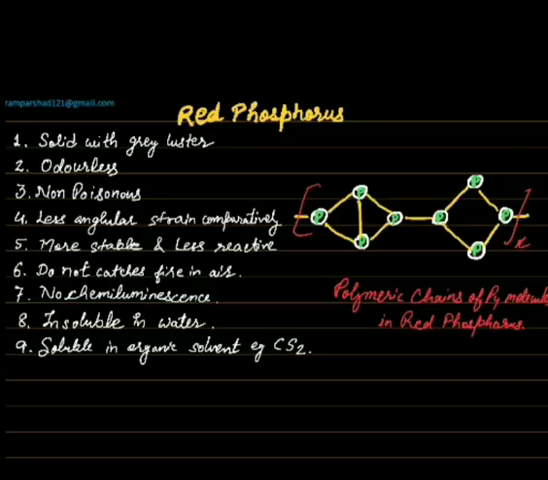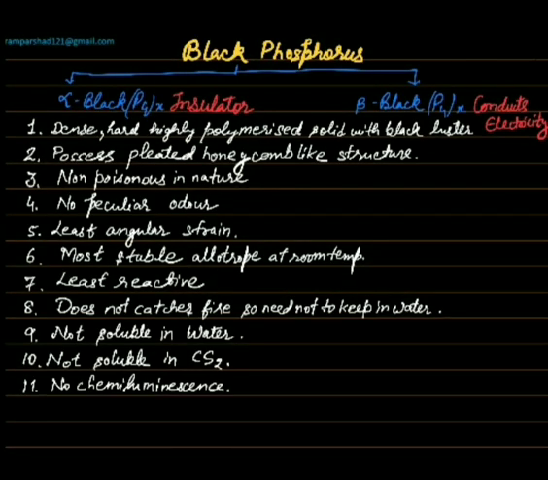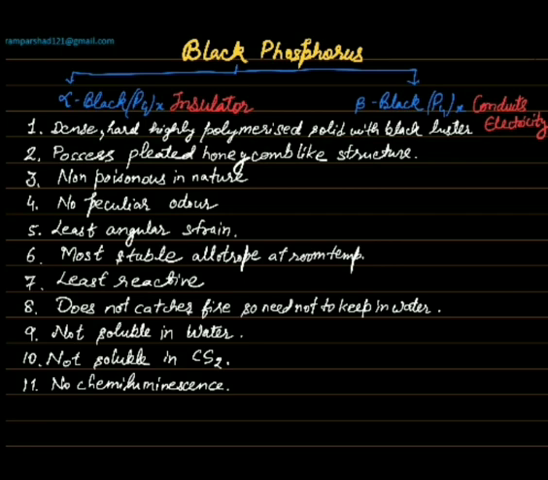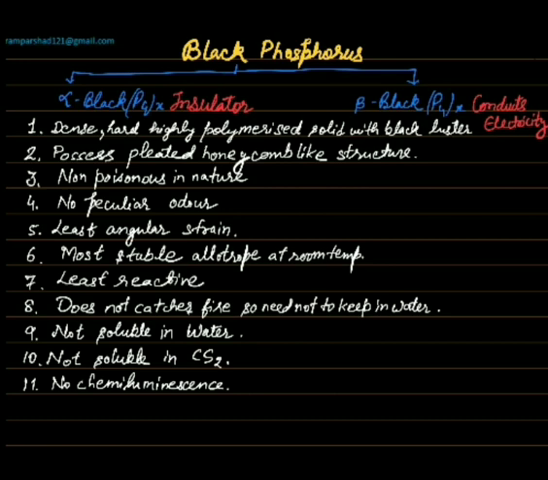Now the third allotrope of phosphorus, it is black phosphorus. It is the most stable allotrope of phosphorus. It exists mainly in 2 forms. One is the alpha black phosphorus and the other one is beta black phosphorus. As you can see here, alpha black phosphorus is an insulator, but the beta black phosphorus conducts electricity. Therefore, it is also used for making semiconductors used in different electrical appliances.